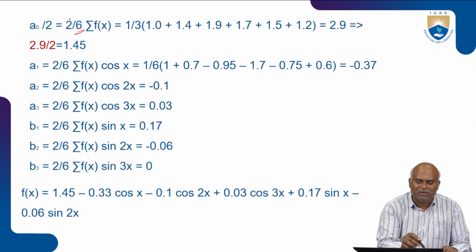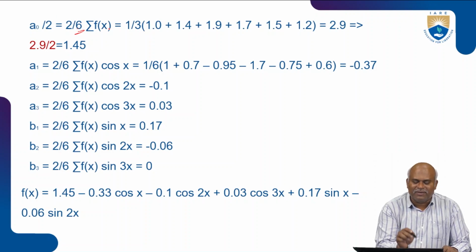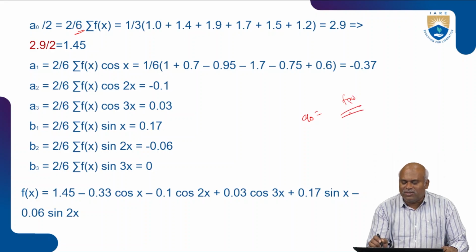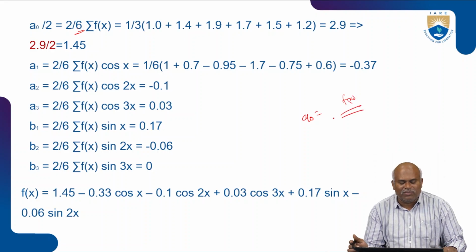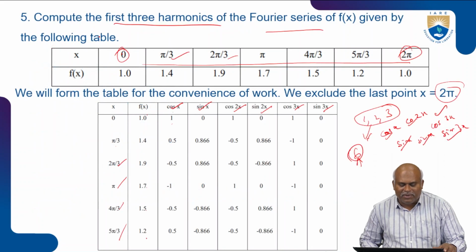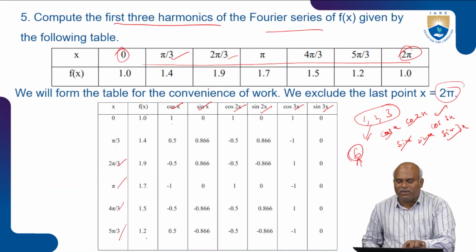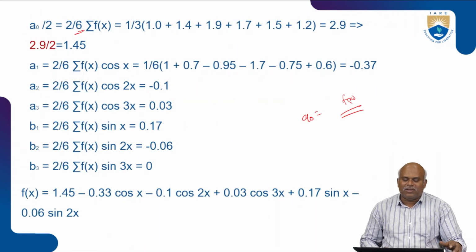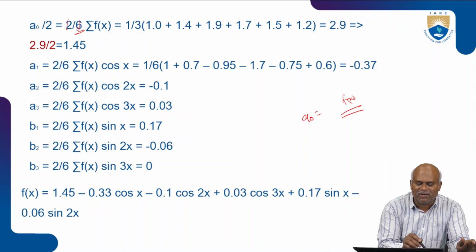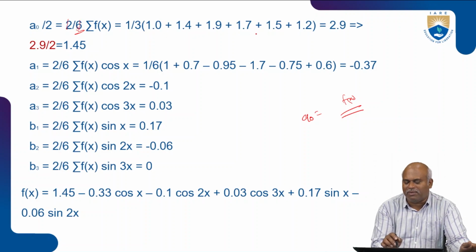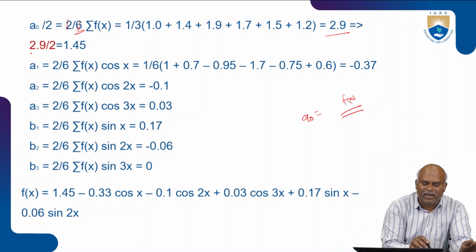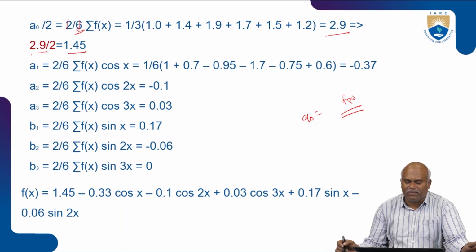A0 is represented as 2 by 6 summation of f of x, I write. It will be present only f of x, so there is no coefficient going to multiply. F of x is represented as 1, 1.4, 1.9, 1.7, 1.5, 1.2, 1, 2. So that is 1 by 3. These 2 are going to cancel. That means 1 by 3 of 1, 1.4, 1.9, 1.7, 1.5, 1.2. The final result value is equal to 2.9. The 2.9 divided by 2 equals 1.45.